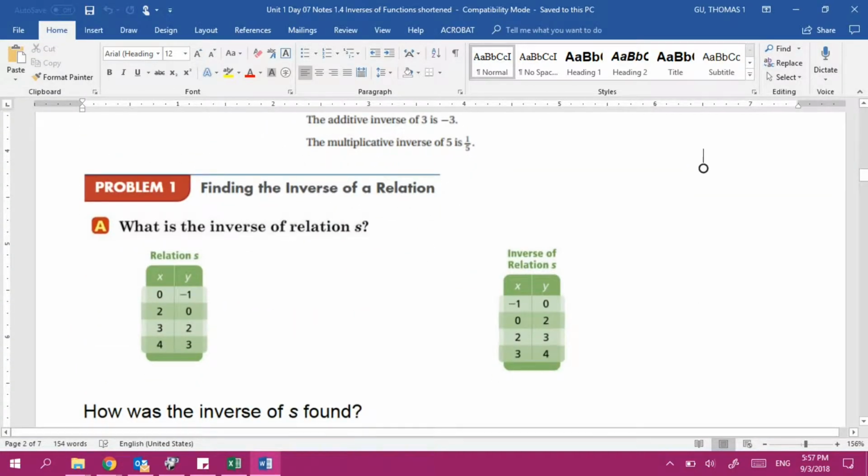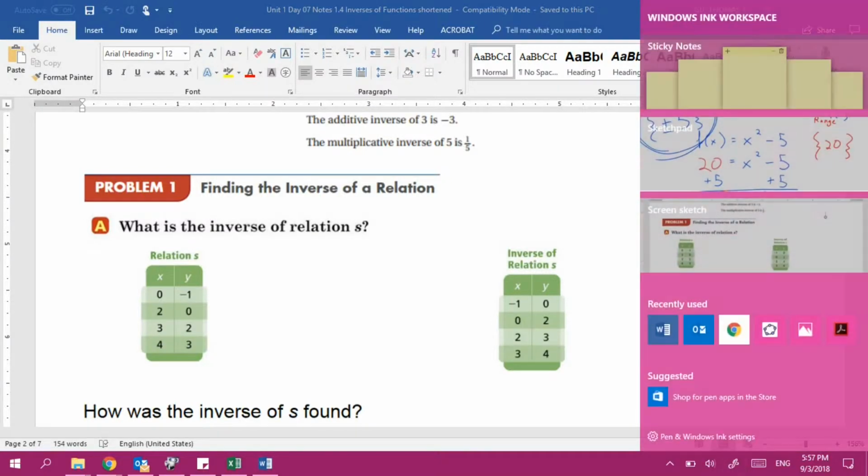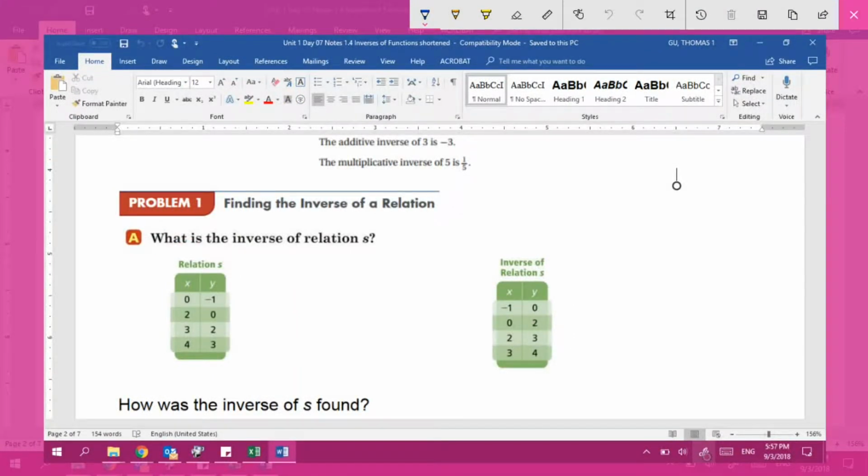Ooh, you can find the inverse of relations. Check this out. What is the inverse of relation S? Let's say X, the domain, is 0, 2, 3, and 4. And the range Y is -1, 0, 2, and 3. Then the inverse of relation S would be like this. The domain X would be -1, 0, 2, and 3. And the range Y would be 0, 2, 3, and 4.